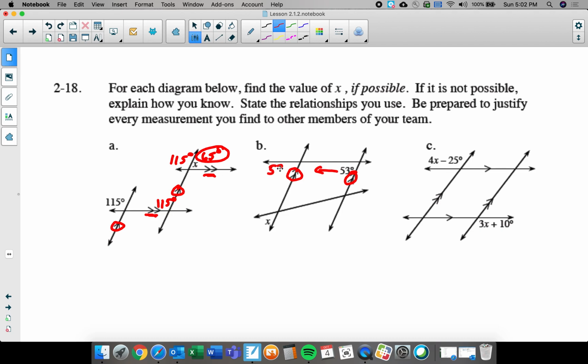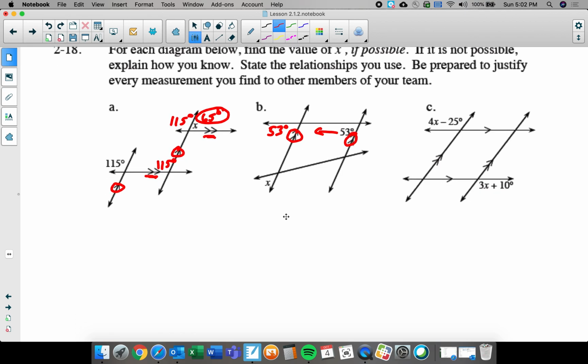That means this has to be 53 from one parallel line to the other. But then you run into a problem because now this top line right here and this one is not parallel, so I cannot take that 53 and slide it down here because I do not have parallel lines. So that one doesn't work.